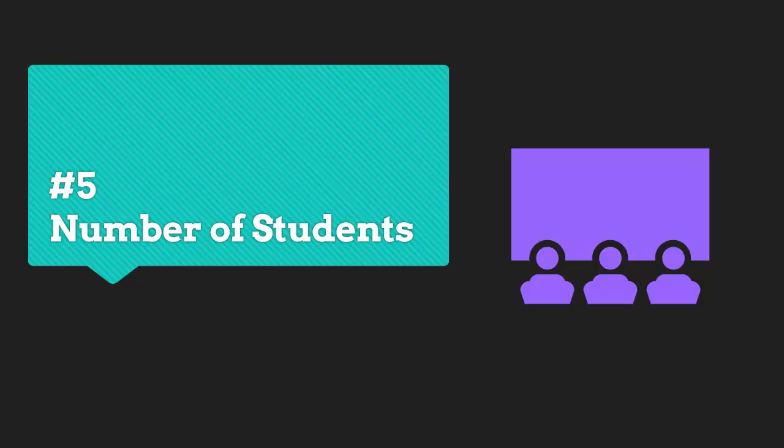The fifth metric I want you to be looking at is the number of students that you have in your courses. Obviously, the higher the better, the more revenue you're making. And so this is just one of those numbers that you want to keep an eye on and watch it so that monthly, at least, you're seeing some increases.